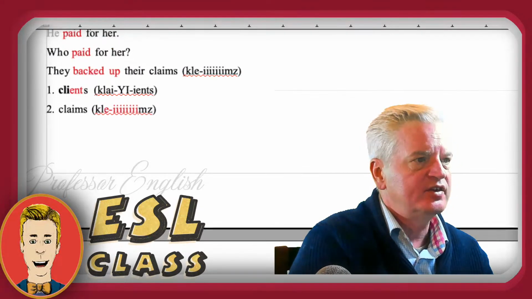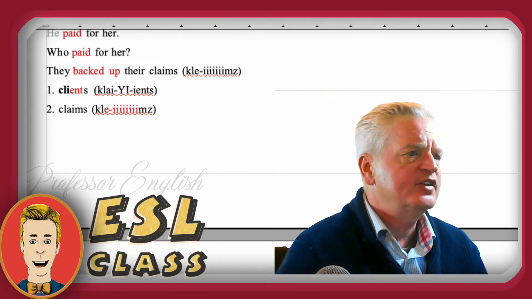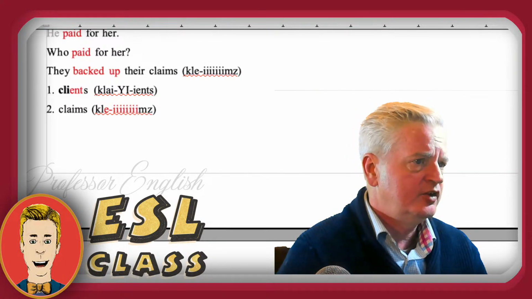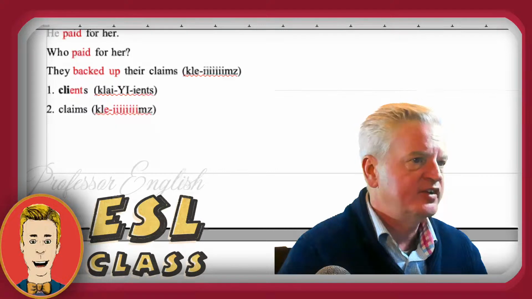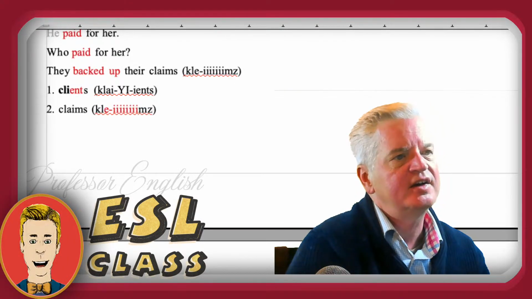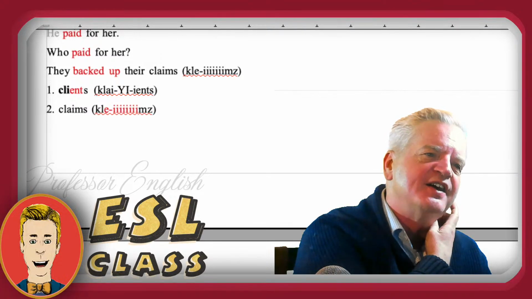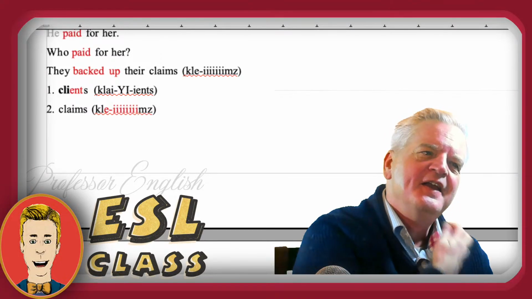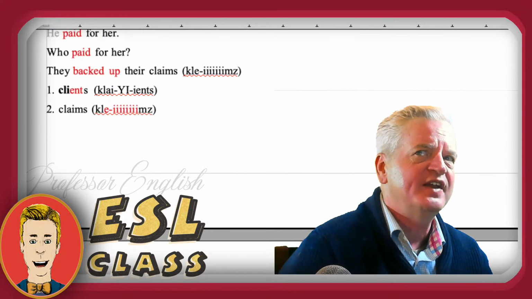Now, in my sentence, we said they backed up their claims. The next part of the sentence is to the committee, to the committee, committee. They backed up their claims to the committee with data from last year. With data. Some people say data, some people say data. I say data. They backed up their claims to the committee with data from last year. Try to say that whole sentence. They backed up their claims to the committee with data from last year.